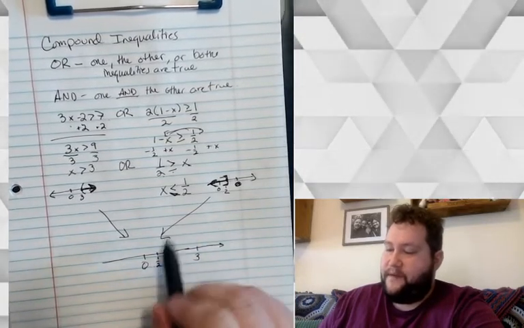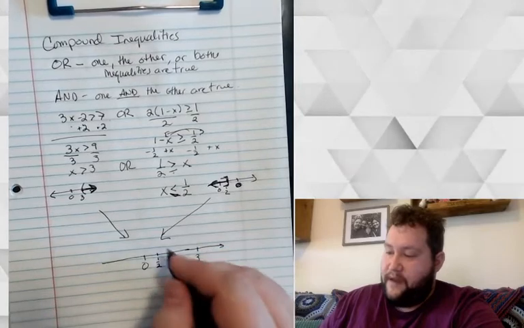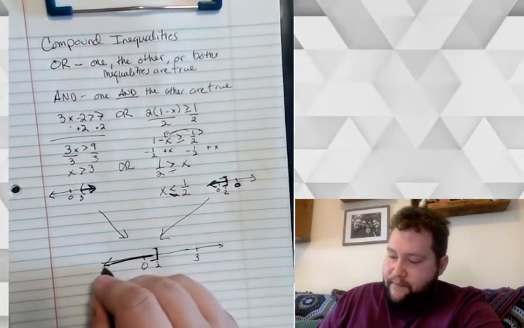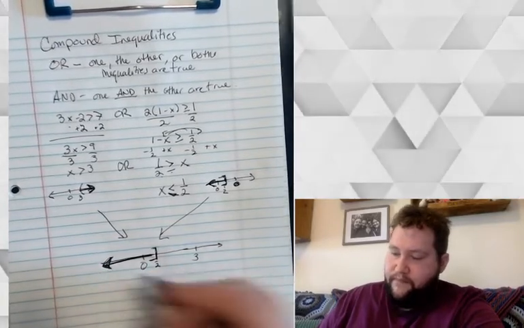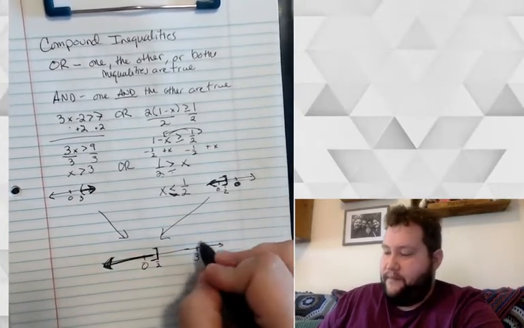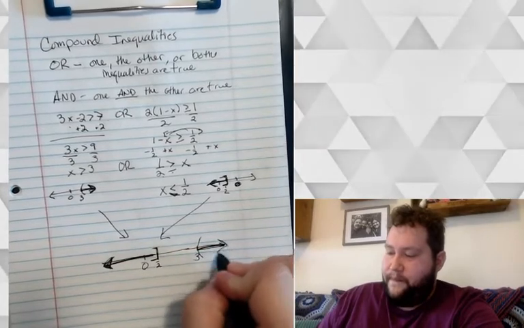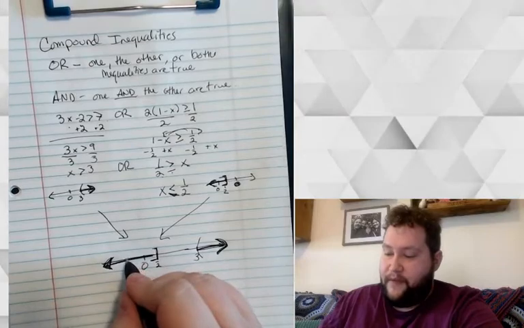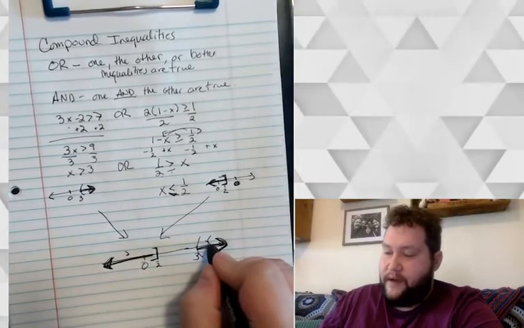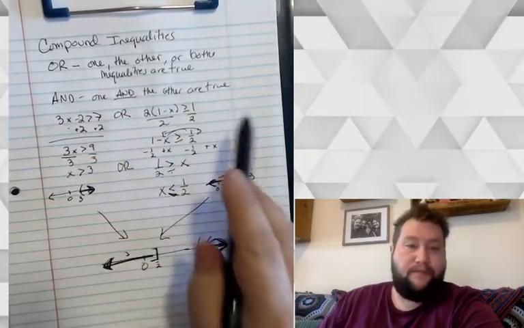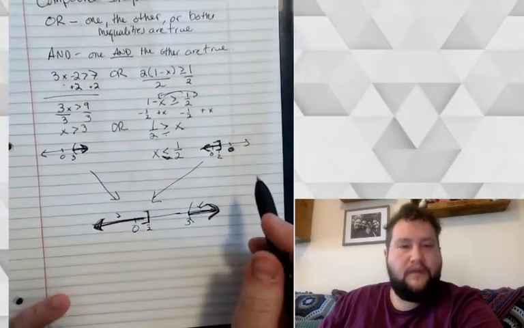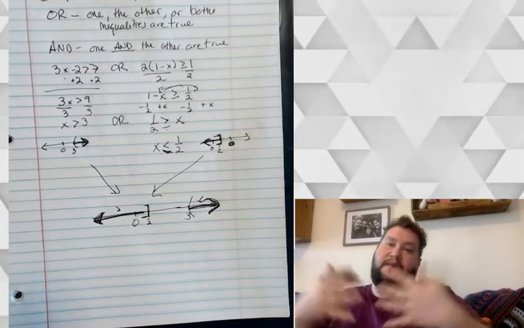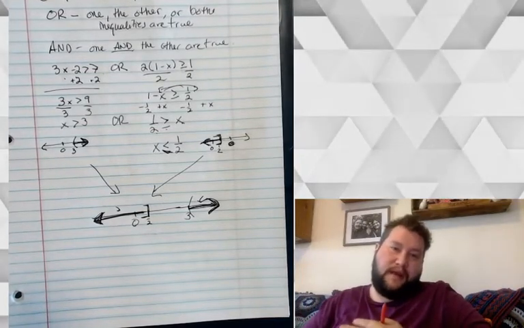So we have x is less than or equal to a half, and x is greater than 3. So that means as long as we pick a number from over here or over here, one of these will be true. And so "or" just means treat the two kind of separately, and then we put them onto the number line together.